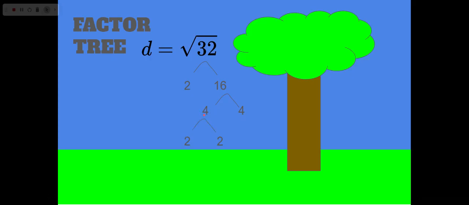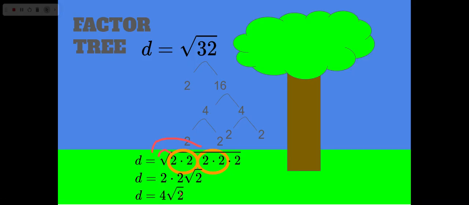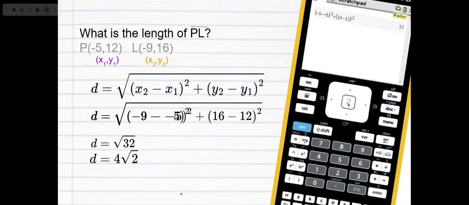4 is even, that's 2 times 2. 4 is even, that's 2 times 2. So all of my end branches, there is 1, 2, 3, 4, 5 2's. That means the square root of 32 is the same thing as square root of 2 times 2 times 2 times 2 times 2, 5 2's. We group our little twinsies, we bring them outside, so I'm going to bring it out once, twice. So I get 2 times 2 on the outside, and this little lonely 2 has to stay on the inside. 2 times 2 is 4 square roots of 2. Okay, so that's the simplified version.